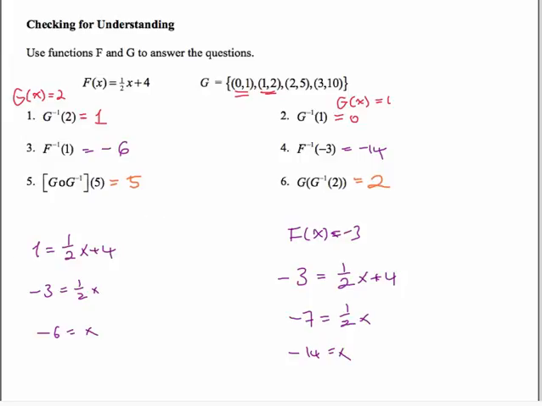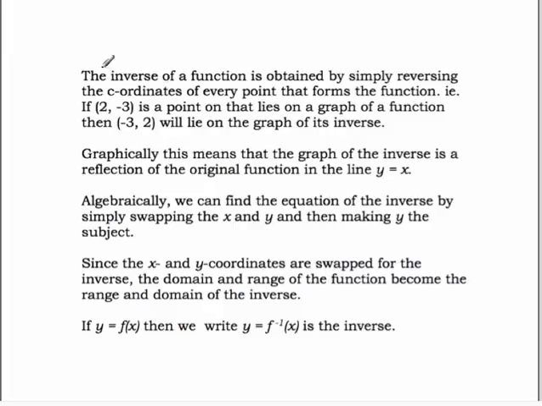Okay, I know that was real quick, but here's a summary of what we talked about today. Inverse of a function is obtained by reversing the coordinates of every point of x and y. So 2, negative 3, for example, will be negative 3, 2, and every single point will be reversed that way. Graphically, this means that the original function and its inverse will be a reflection over the line y equals x. And algebraically, we find the inverse by switching the x and y and then solving for y. And don't forget to write the final expression as f inverse of x instead of leaving it as y.